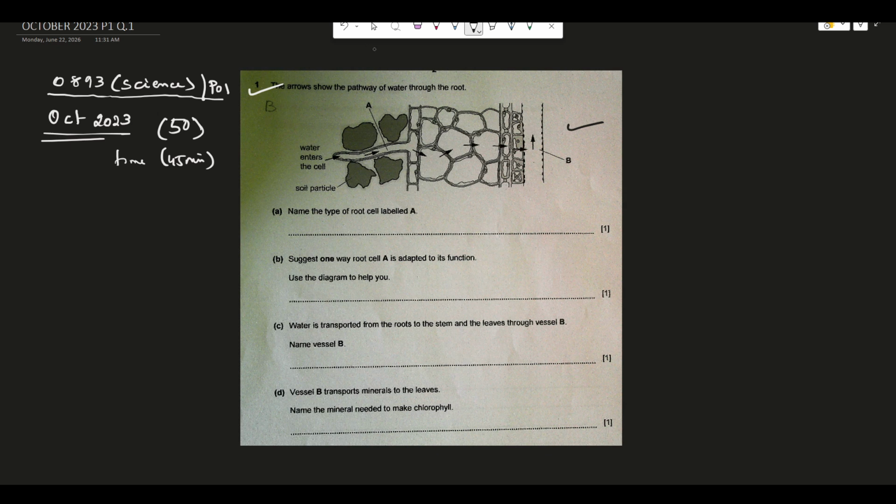Certain labeling is also done over here. You can see they have written water enters the cell. So the water is entering the cell from this part, from here into the cell. And this shaded portion is nothing but the soil particles. This particular path is leading to this particular layer, and then you have the entire diagram. You can see various arrow marks indicated over here, and based on that you have to answer the questions.